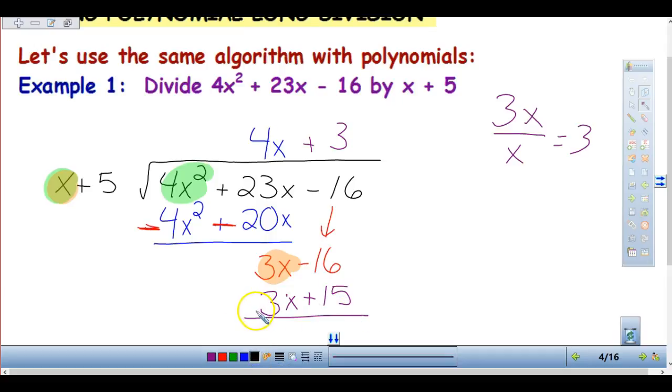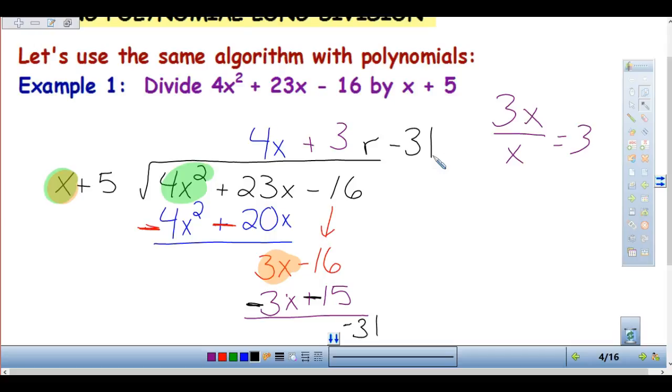Then, what do I do with these? Minus them. So what's negative 16 minus 15? Negative 31. That is a remainder. So then I'm going to put R negative 31. This is after? Correct. It is not a factor.